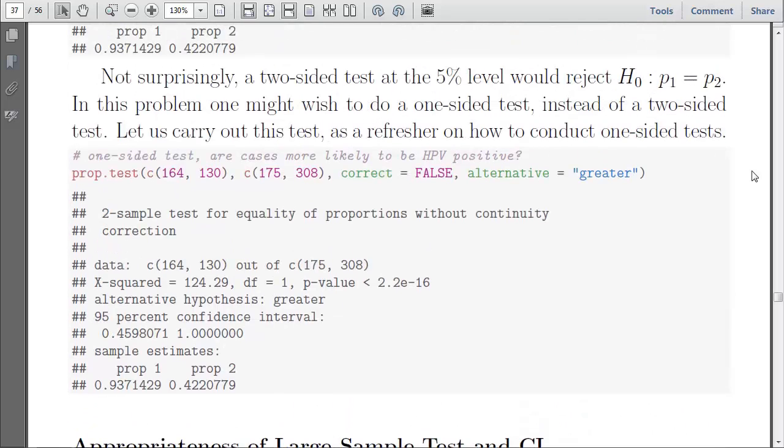So I page back down. The group that we listed first are the cases, so we're interested in the alternative of greater, that first group is greater than the other. We have a chi-square statistic that's basically the same as before, and we still reject with a p-value that's basically 0. And then we have our 95% confidence interval, and notice that it is one-sided. So we're 95% confident that the true population proportion is basically greater than 0.46. And we don't have an upper bound. We only have a lower bound because of the direction of our alternative.